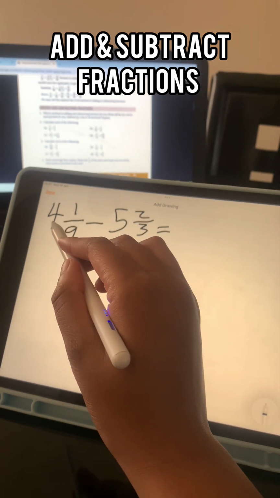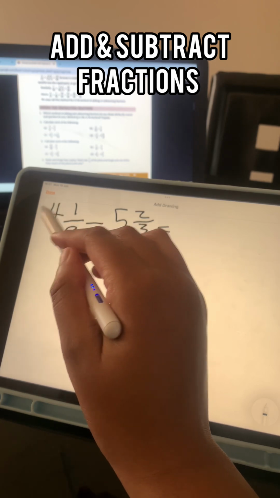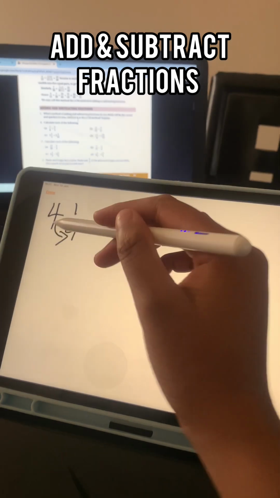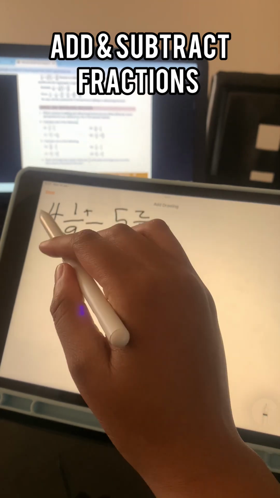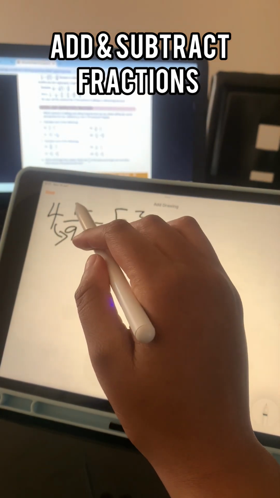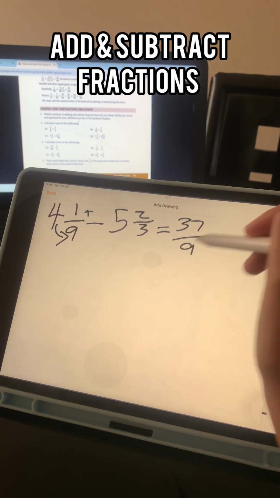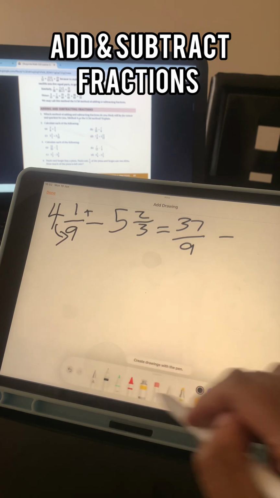And how do you convert a mixed number into an improper fraction? You will multiply the whole number with the denominator. 4 times 9, which is 36. Then you will add the numerator with whatever you get. So 4 times 9 is 36 plus 1 is 37. So that's how you get 37 over 9. And then you keep the subtraction sign.